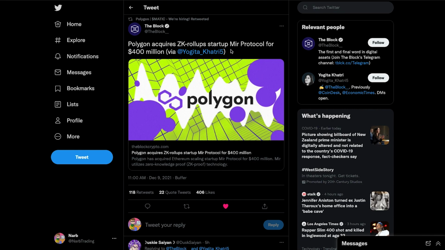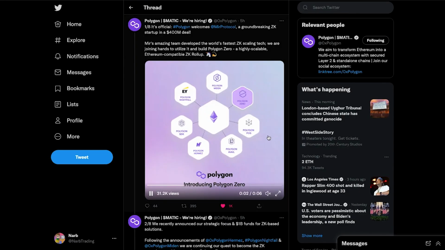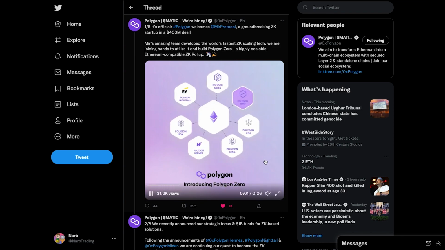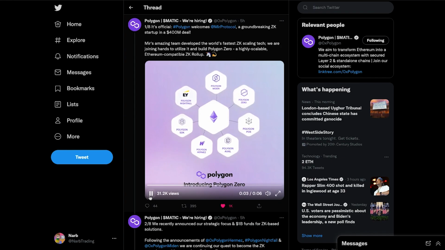So a very big announcement was made by Polygon today as they have acquired ZK rollup startup Mir Protocol for $400 million. This is a pretty massive acquisition and this new piece of scaling technology will be called Polygon Zero, and as you can see here, adding another one to the list. A few months back, Polygon announced a $1 billion fund dedicated to zero knowledge, and they have since introduced Hermes, Nightfall, Maiden, and now the newest ZK member, Polygon Zero.